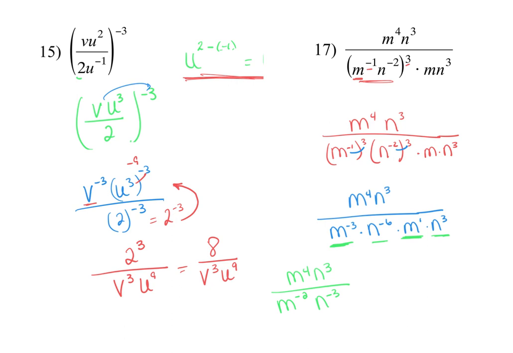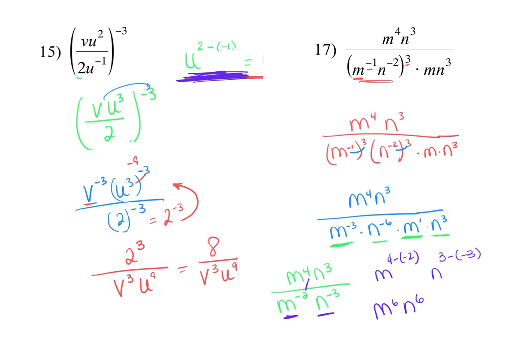So now I'm going to do the same thing I did up here, okay, with my m and n. So I'm going to take my m's, and I'm going to subtract my 4 and my negative 2. 4 minus a negative 2. And I'm going to do the same thing with my n's. I have n to the 3 minus negative 3. What is 4 minus a negative 2? Positive 6. So where is that going to go? Top. So m to the 6th. What is 3 minus a negative 3? Also positive 6.